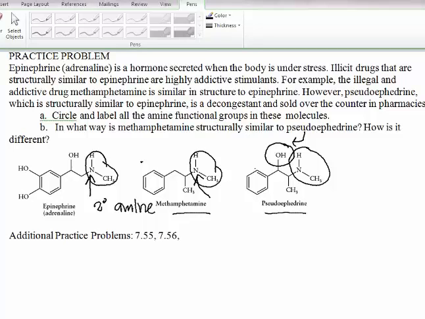The method of producing methamphetamine simply involves removing this OH group off of pseudoephedrine to produce methamphetamine. So we can see that these are very similar structures. It's a very simple chemical reaction, if you know what you're doing, to remove this OH group and produce methamphetamine. And that's the main reason that the government highly regulates the sale of pseudoephedrine.